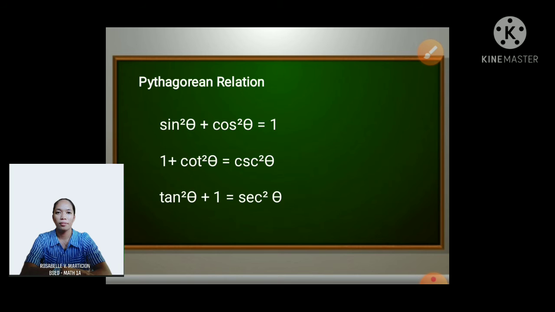And the last is tan squared theta plus 1 is equal to secant squared theta. The alternative of this is 1 is equal to secant squared theta minus tan squared theta. So, tan squared theta is equal to secant squared theta minus 1.